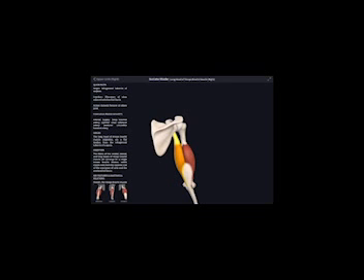Okay, and this is the strong extensor, and it's pretty much the only strong extensor, because the second muscle that we're going to see is the anconeus, which is a tiny muscle that is located close to the elbow joint.